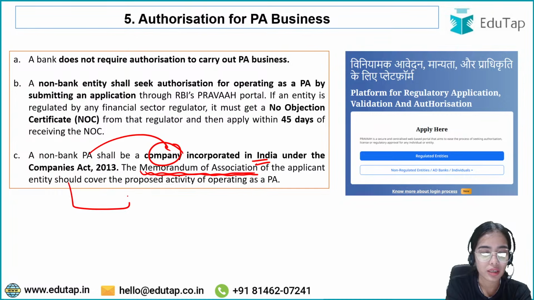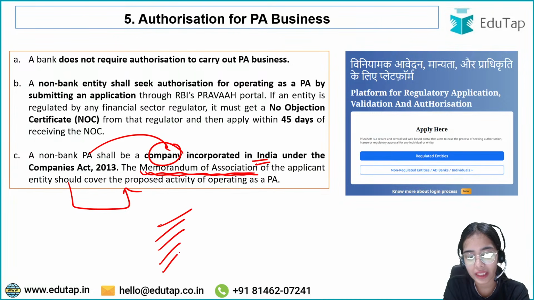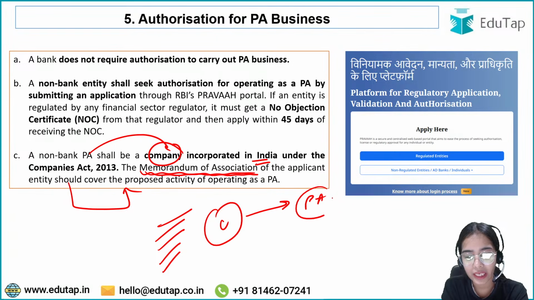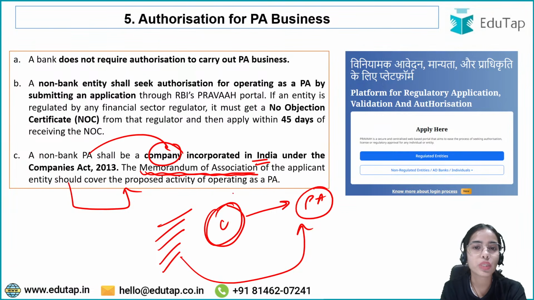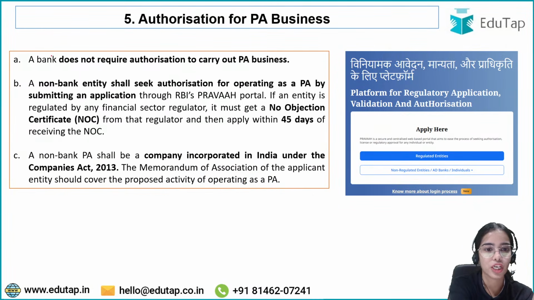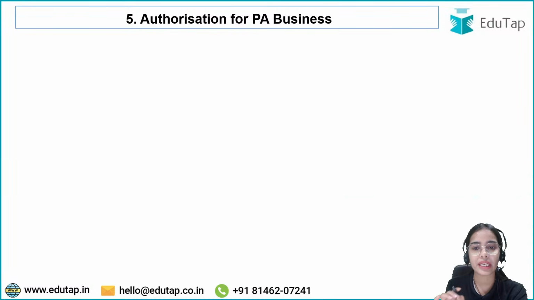there should be the operating framework of how this company will operate as a payment aggregator and how it will be able to handle the payment aggregation functionality. That should be written in the memorandum of association of the company, so that the RBI sees that the company is serious about working as a payment aggregator and can handle the payment aggregation functionality. So the memorandum of association, the main document of the company of the applicant entity, should cover the proposed activity of operating as a PA, a payment aggregator. That is the idea. These are the requirements for authorization for a payment aggregator business.